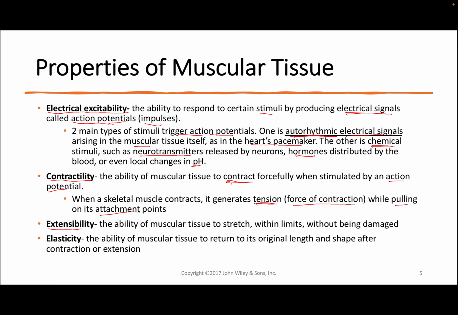And then last but not least, we have extensibility and elasticity. People get these mixed up a lot, so bookmark this in your head for now. Extensibility is the ability of that muscle tissue to stretch, within limits, without being damaged. So it has the potential to stretch. Elasticity, on the other hand, is the return to original length. This is our snapback capacity that we see in muscle tissue after contraction or extension has taken place. So extensibility is stretching; elasticity is our return to our original shape. Make sure that you understand the differences between those two terms, because they are frequently mixed up.